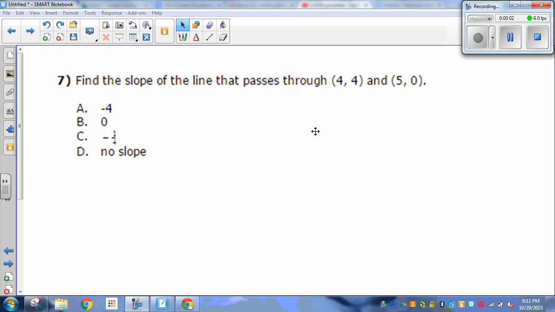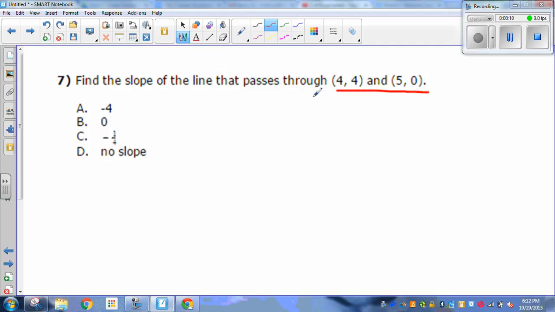Hey guys, here's problem number 7 from the review packet, from the mock test, I should say. It says find the slope of the line that passes through (4, 4) and (5, 0). So the way this one works is we have a line and it crosses these points.